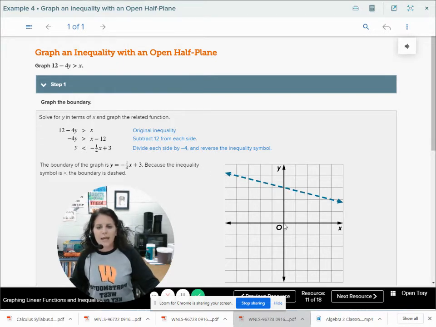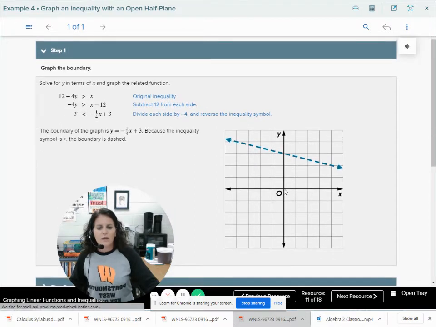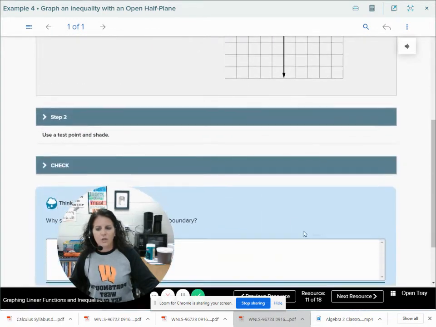So we can pick out our test point, 0, 0, plug it in and see if it's true. Is 0 less than 3? Yes, it's true. So we want to shade all the points below the line. If I had tested that out and it was false, then I would know we don't want to shade the side that includes that. We must shade the opposite side. And then we could pick another test point and just check to see if it worked.